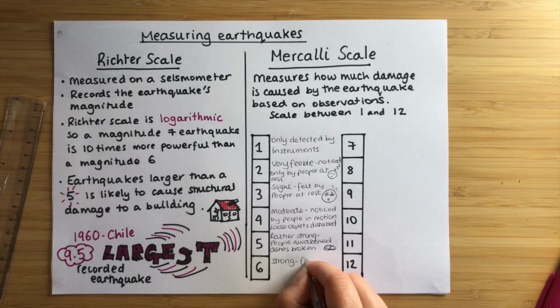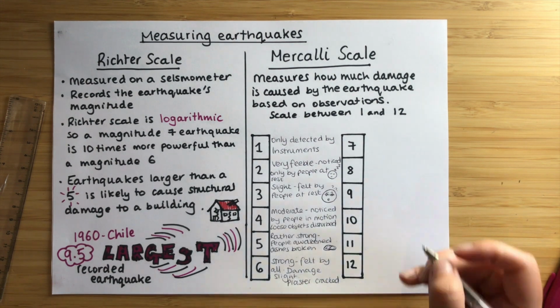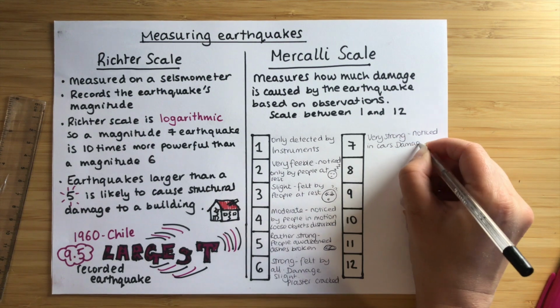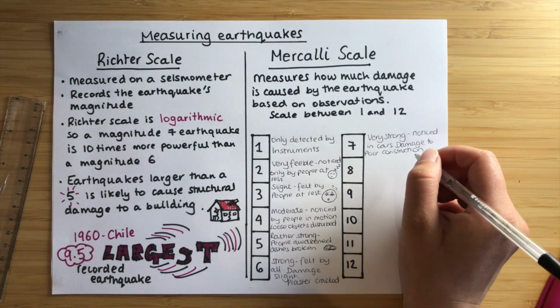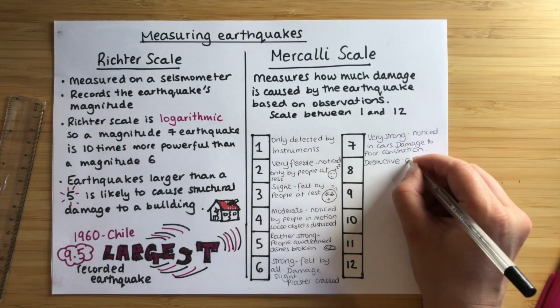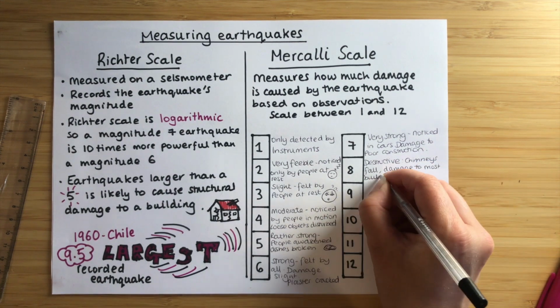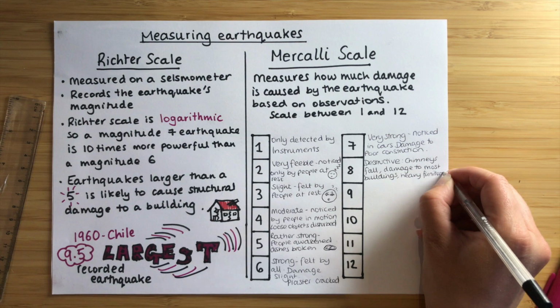6 is a very strong earthquake felt by everyone. Some people might be frightened, there might be slight damage, some plaster might be cracked on the walls. Magnitude of 7 is very strong, noticed by people driving in their cars, damage to poor construction as well. For magnitude 8, it's very destructive, chimneys might fall off, there'll be a lot of damage and substantial damage to buildings, heavy furniture might be overturned.